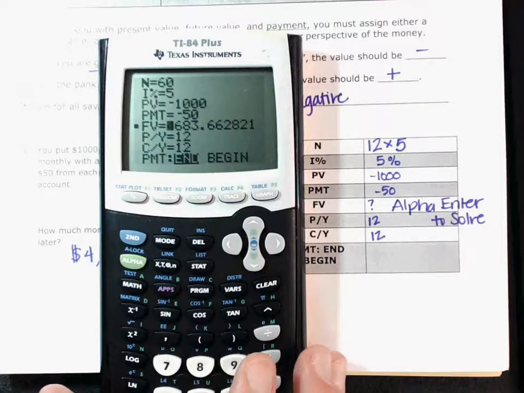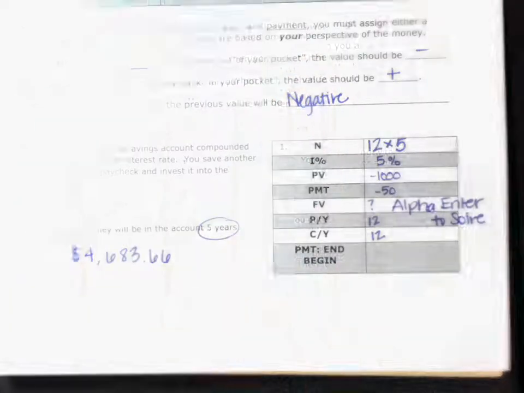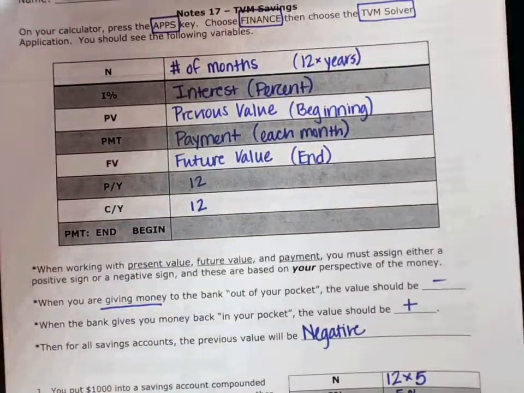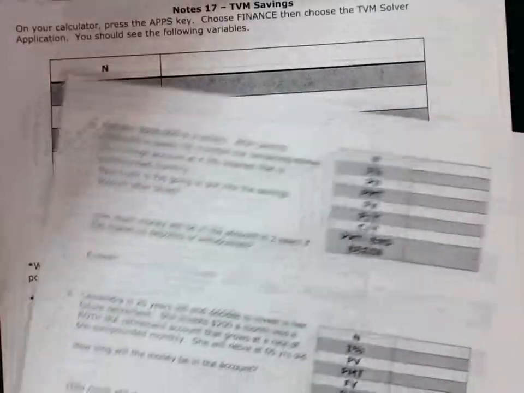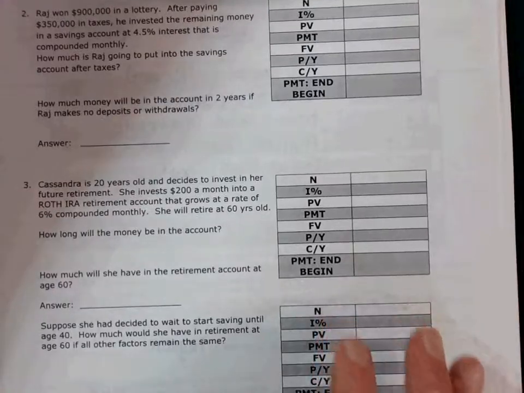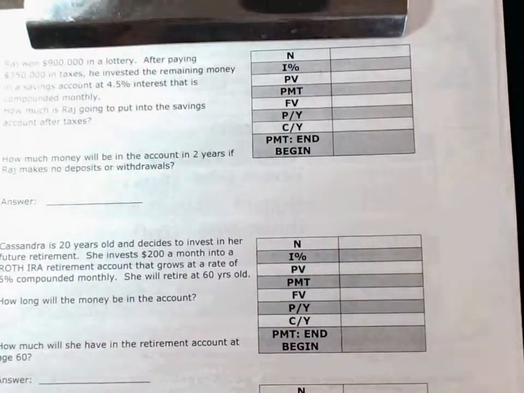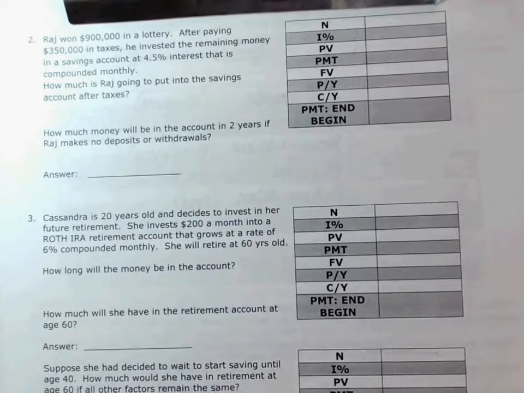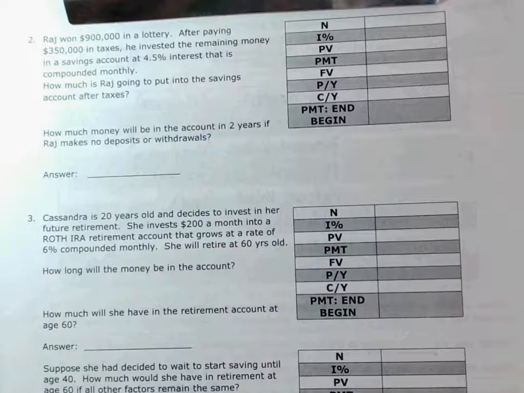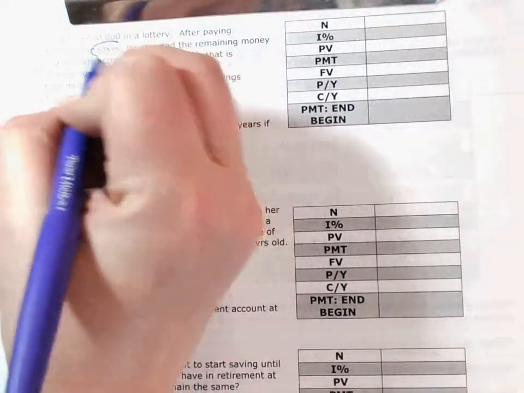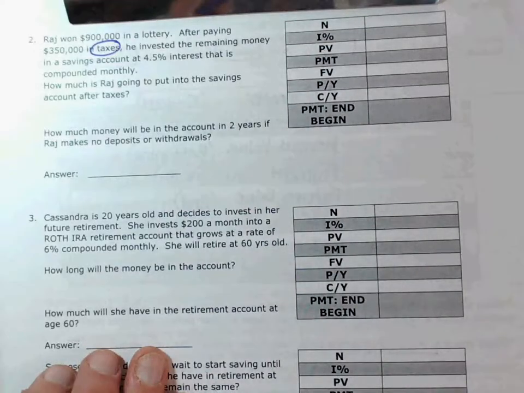Now there are a couple of kind of tricky ways that things are worded, so we're going to look at those next. Flip over to the back side. Next one, it says Raj won $900,000 in the lottery. After paying $350,000 in taxes, he invested the remaining money. Okay, will his PV be $900,000? No, because he has to pay what? He has to pay the taxes on the money. So he can't open the account until he's paid those.